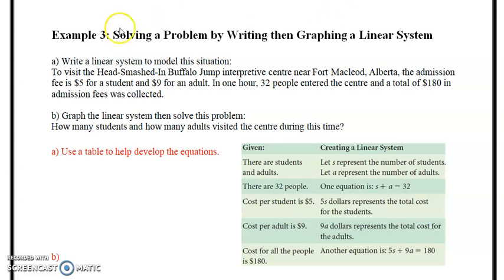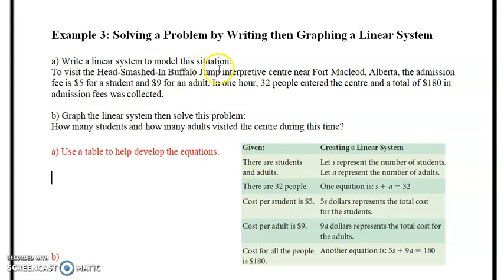We're going to finish up this section with example 3, solving a problem by writing then graphing a linear system. This one's a little more difficult because it doesn't give you the system. You have to come up with it. So this is just another strategy. Put some table together here and it says, what do we know?